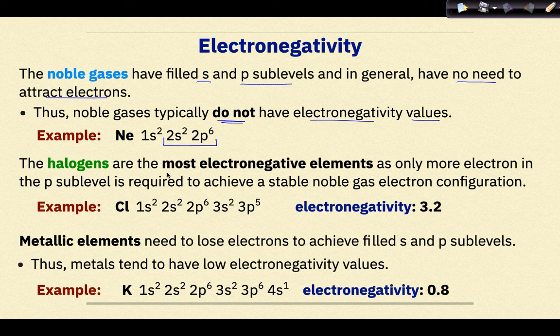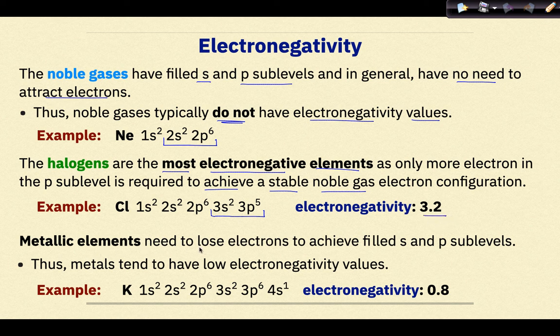The halogens are the most electronegative elements, as only one more electron in the p sublevel is required to achieve a stable noble gas electron configuration. So, for example, chlorine. Its electron configuration is 1s2, 2s2, 2p6, 3s2, 3p5. And if we count up the number of electrons in the s and p sublevels, we see that it's 7. So therefore, the desire to obtain one more electron to get its full octet is very, very high. Therefore, the electronegativity value for chlorine is 3.2.